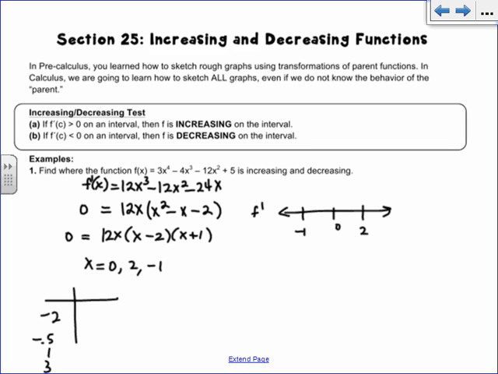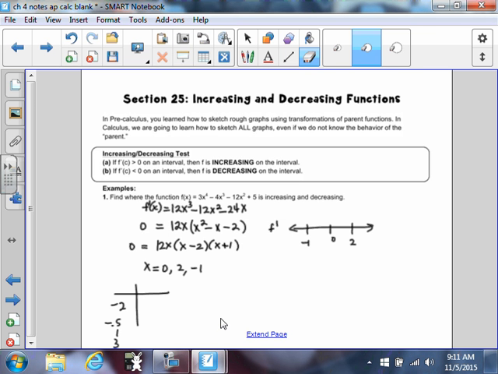All right, and then we decide if it's positive or negative. So in order to decide if something's positive or negative, we're plugging into the derivative. Let me fix my orientation real quick.